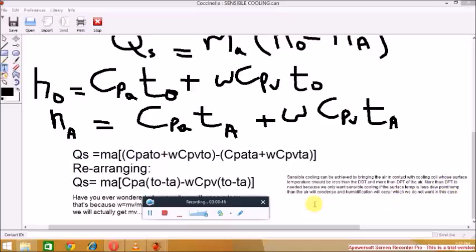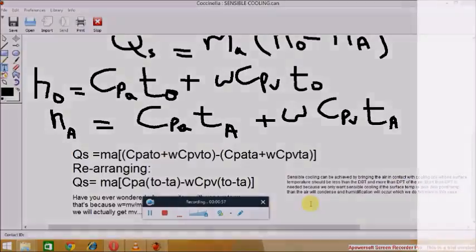Since it is only a pure sensible cooling process. And as you all must know, being a student of RAC, the dew point temperature is the temperature at which the first drop of dew will occur.